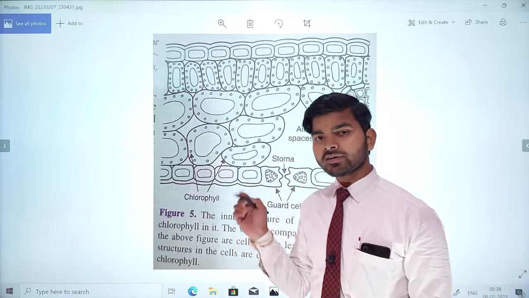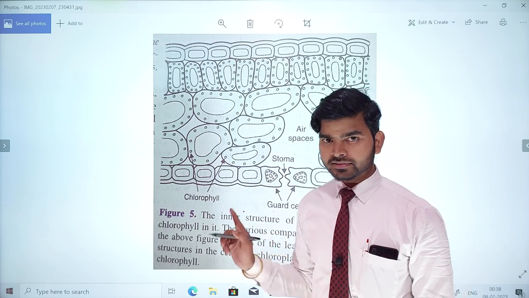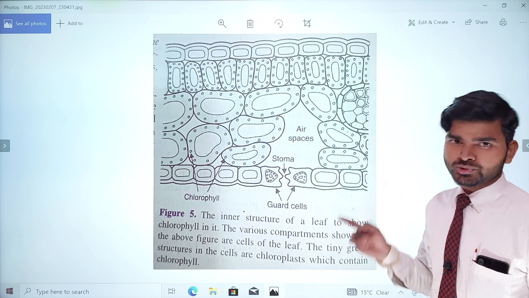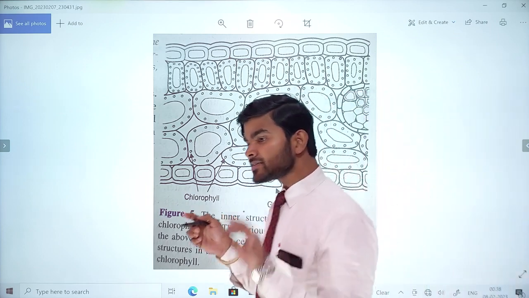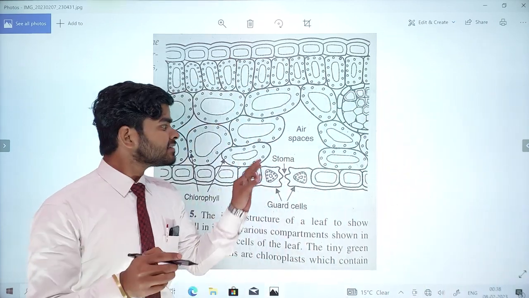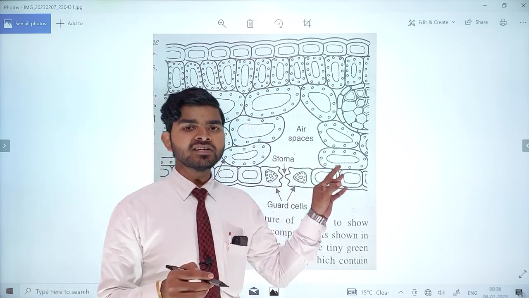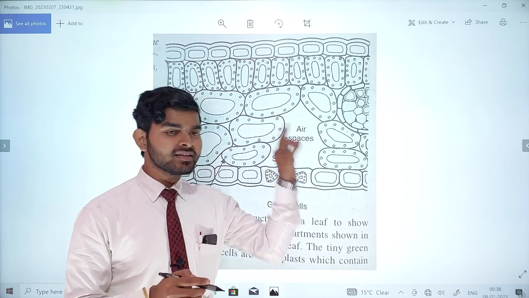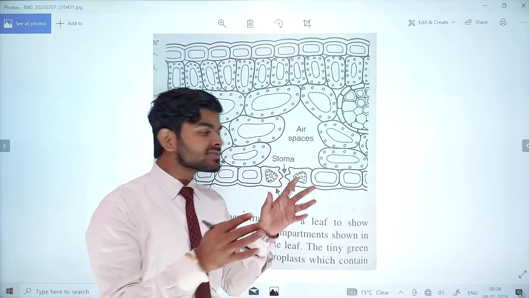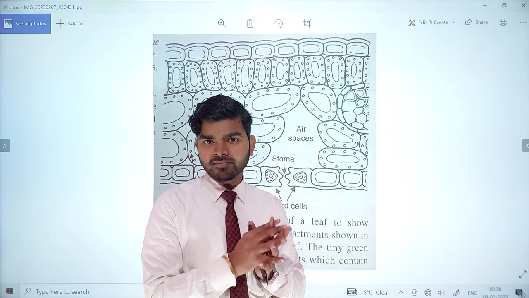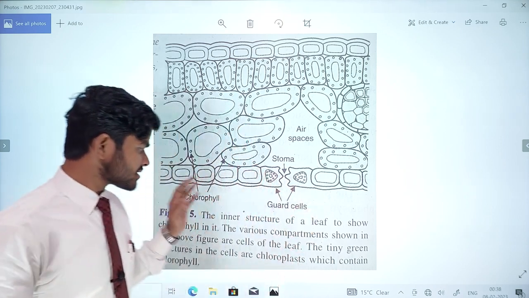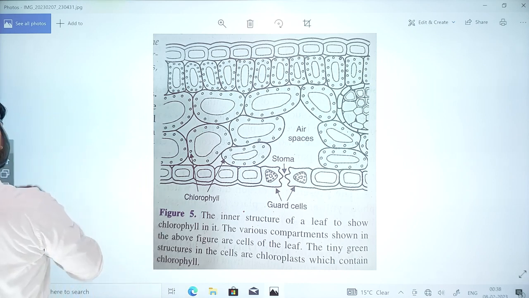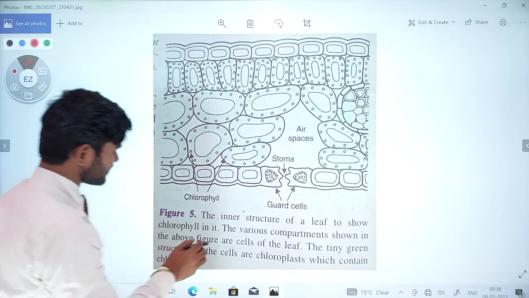Okay then, what about this figure? You are looking at this figure, of course. In this figure, I just want to explain where chlorophyll is present in this particular leaf, or where chloroplast is present in this leaf. Actually, this is the internal structure of a leaf.